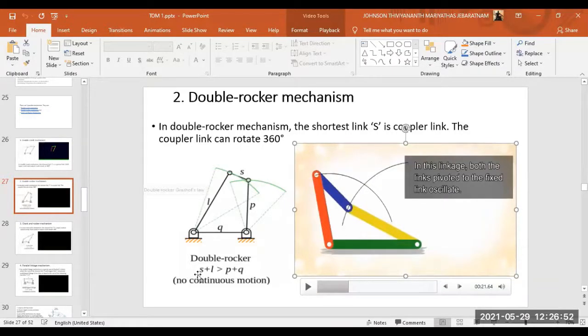For this one, the condition is S plus L is greater than P plus Q: the shortest link plus the longest link is greater than the other two links, P and Q. If you wish to observe how it works, you can take four small rods and fix them according to this condition. Take a ruler and measure them, fix them, and try to make it move, and then you will realize how it is moving.